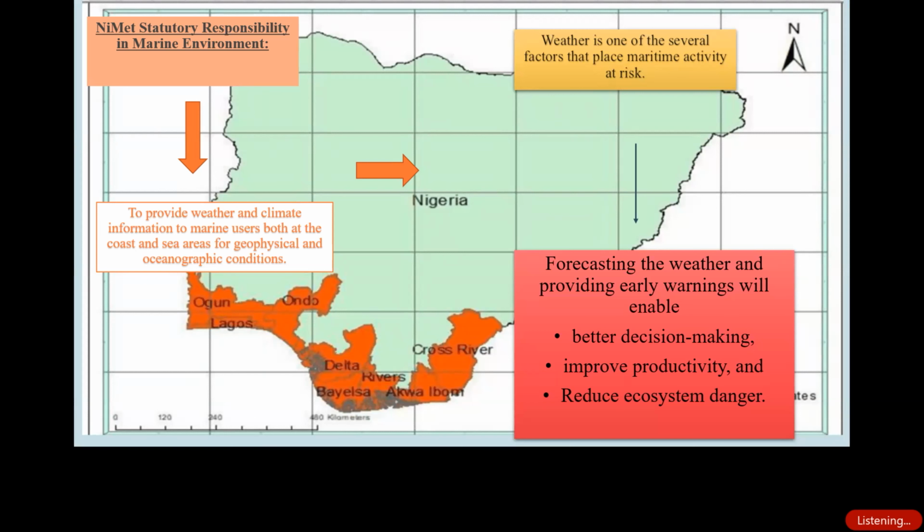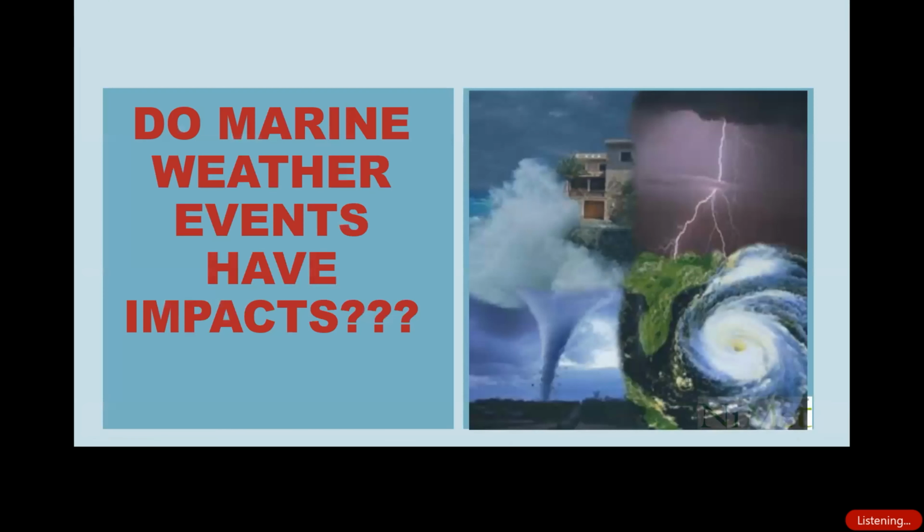For all the geophysical and oceanographic conditions, the weather, as we all know, is one of the severe factors that place maritime activities at risk. Therefore, there is need for us to make a forecast of the weather and provide early warning that will enable better decision-making, improve productivity, and also reduce risks to ecosystem services.